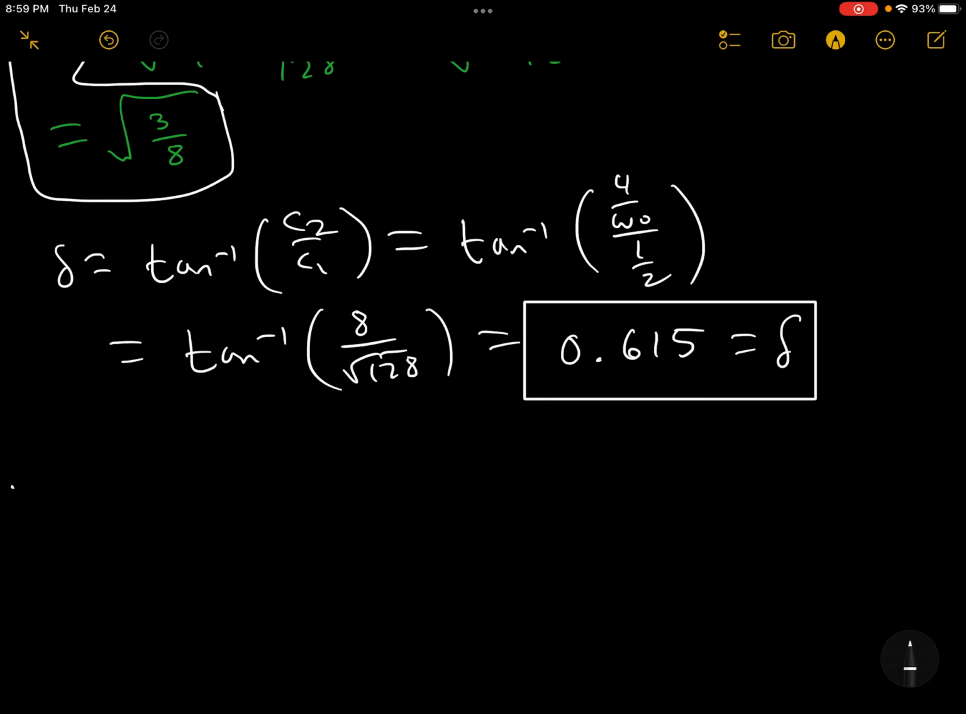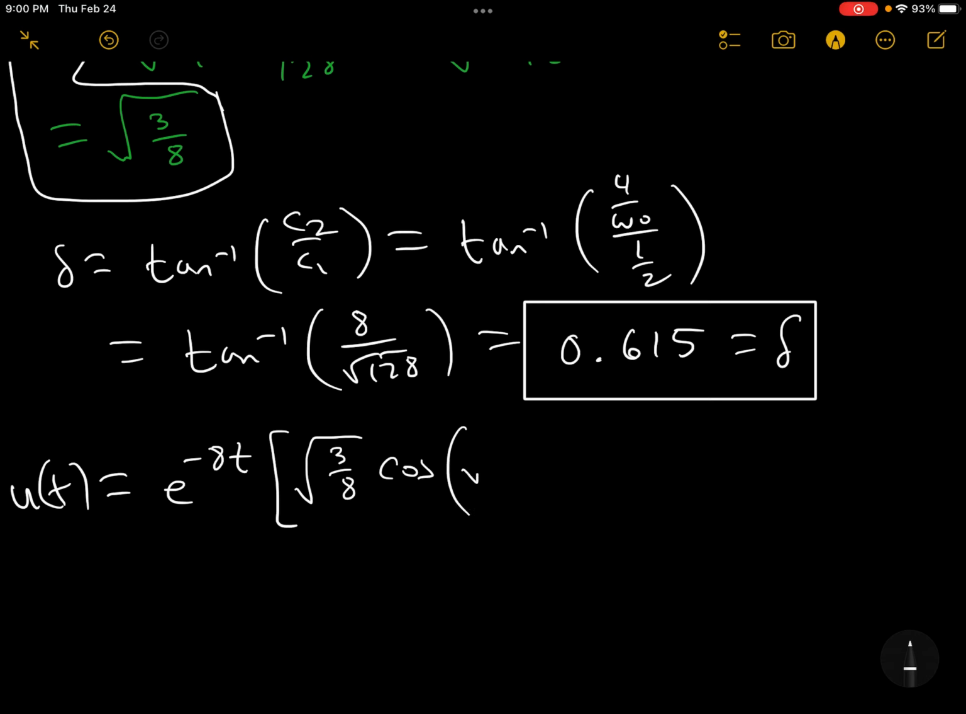And so now we put down the final solution here. It is e to the minus 8t square root of 3 over 8 cosine root 128 t minus 0.615. Final answer.